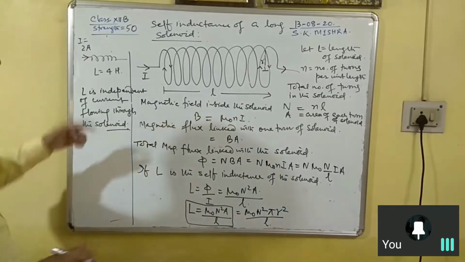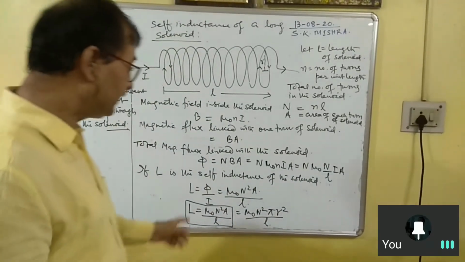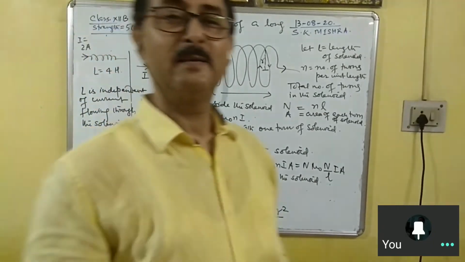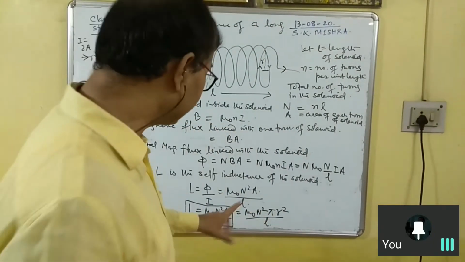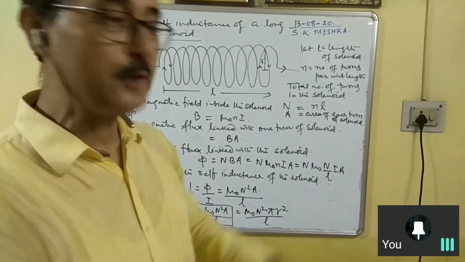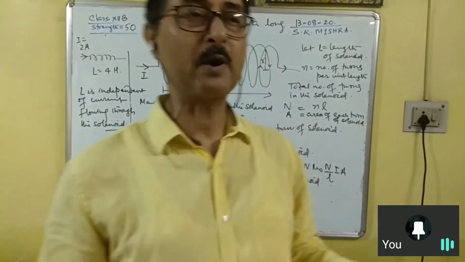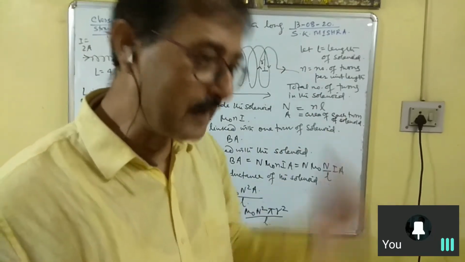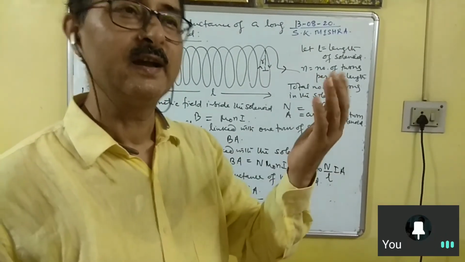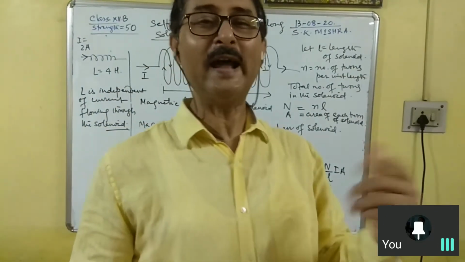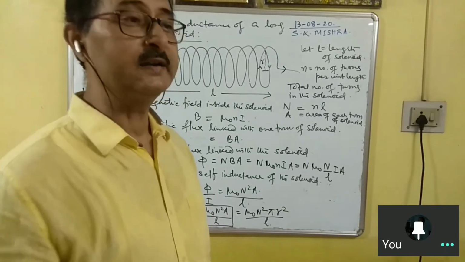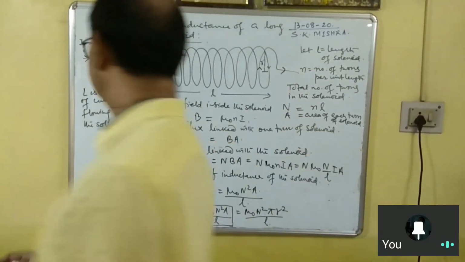Then on what factor it depends? It depends upon dimension of the solenoid. Means the second factor is number of turns, total number of turns. If you have a solenoid having total number of turns, say 500, or if you have a solenoid having total number of turns, say 1000, then L will be different. So L depends upon dimension of the conductor.